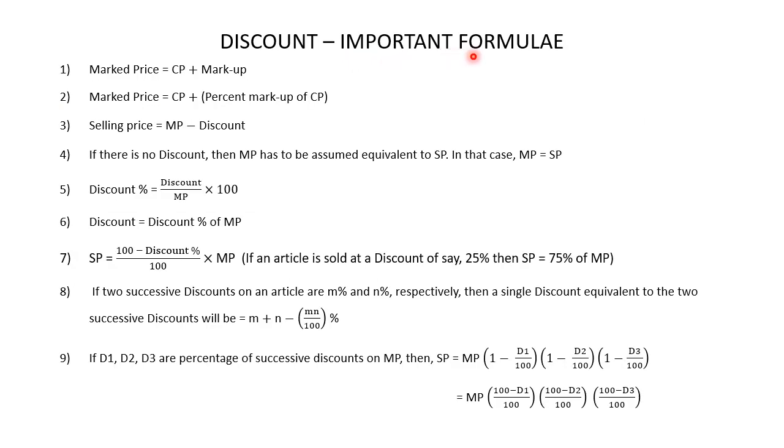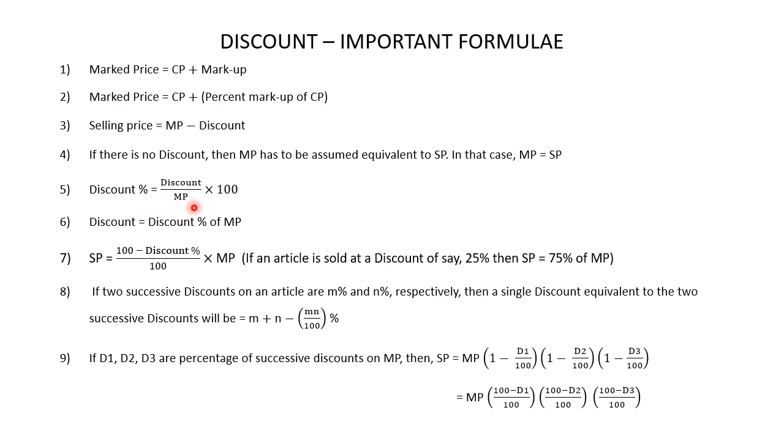Here are a few important formulae which will help you to solve problems on the topic discount. Marked price is equal to cost price plus markup. Marked price is equal to cost price plus percent markup of cost price. Selling price is equal to marked price minus discount. If there is no discount, then marked price has to be assumed equivalent to selling price. That is, marked price is equal to selling price.